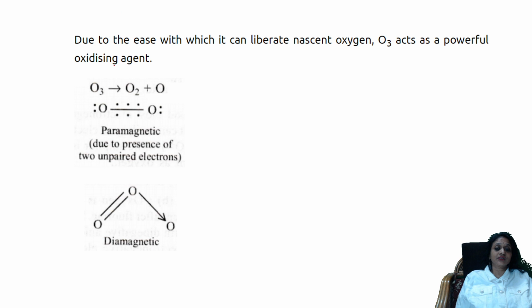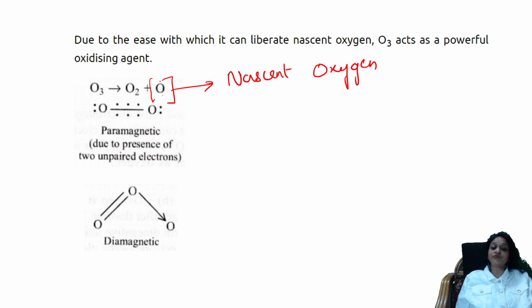See here, students. First, they said ozone is a powerful oxidizing agent. Why? Because it releases nascent oxygen. Because of this release of nascent oxygen, ozone acts as a powerful oxidizing agent. That's the reason the assertion is right. Then they said ozone is diamagnetic in nature. Check the reason: diamagnetic, they are paired. That's why the reason is also right.